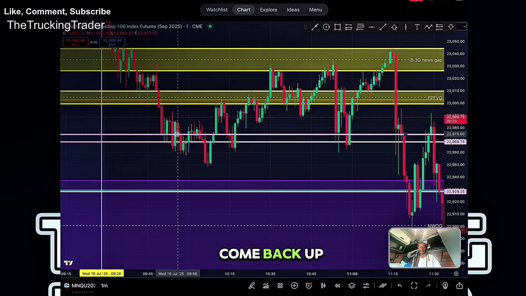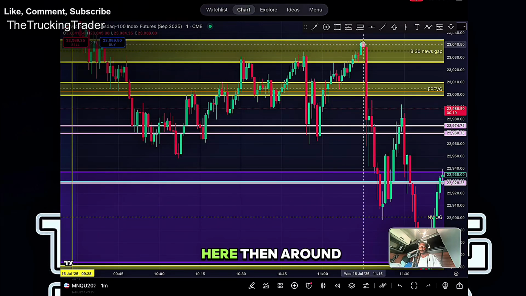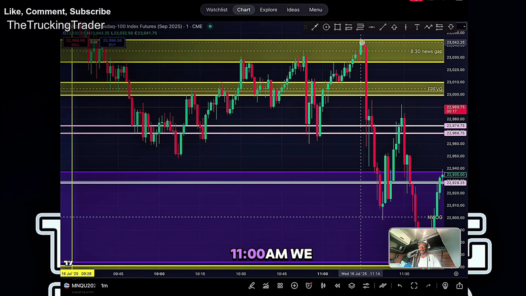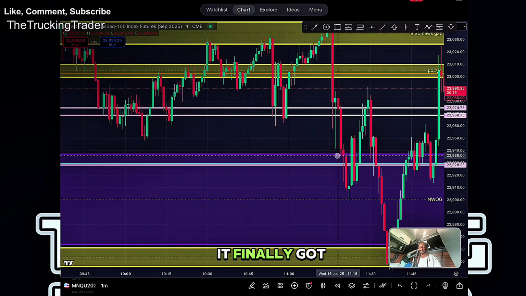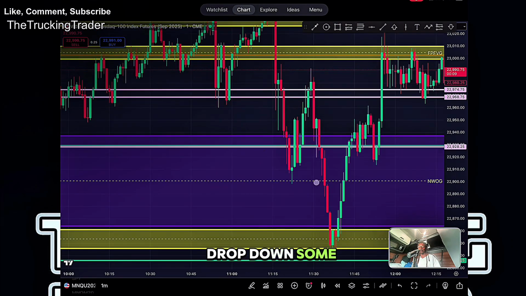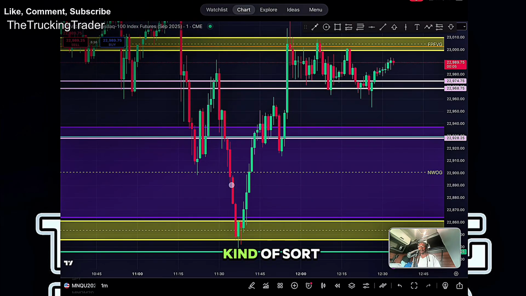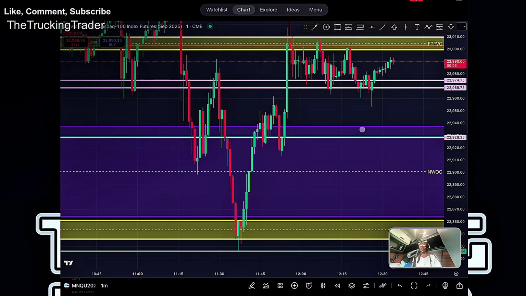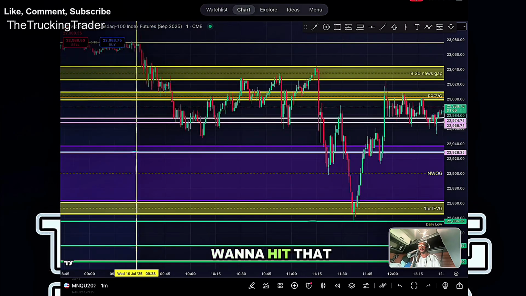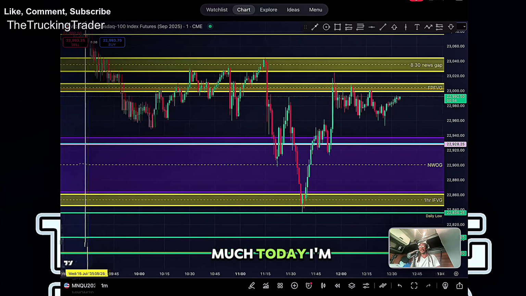Eventually, price did come back up and swept liquidity around here. Then around 11 a.m., we saw that it finally got all the way down to this level of liquidity. Then it dropped down some more and took out some more liquidity, and now it's kind of sort of trending back up. But I don't really know if it's going to want to hit that midpoint of that daily wick that we were talking about. So pretty much today I'm done trading.